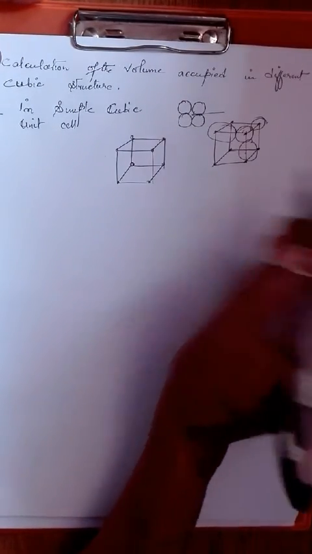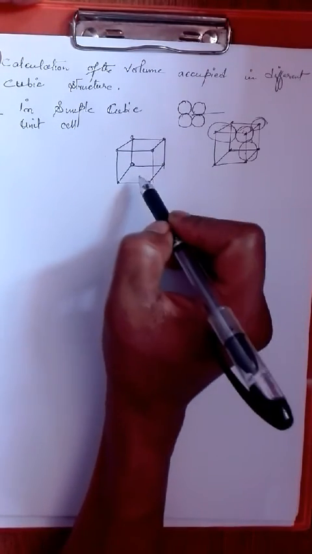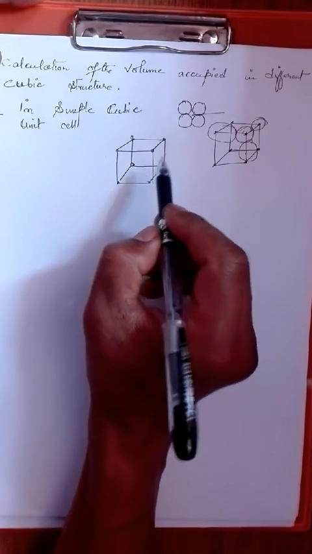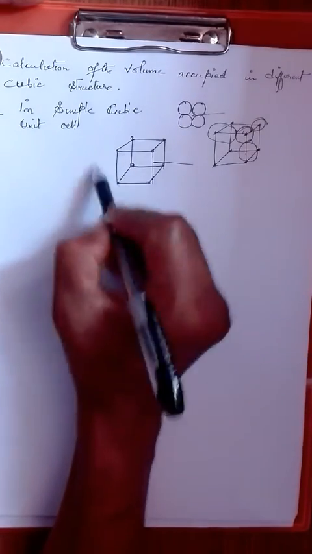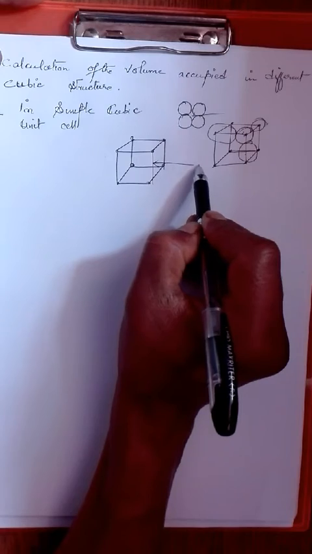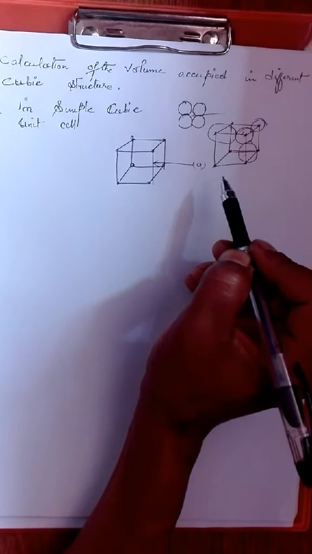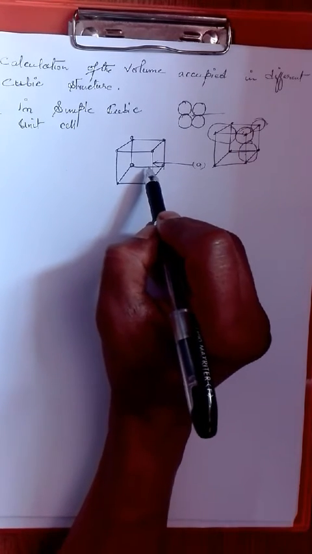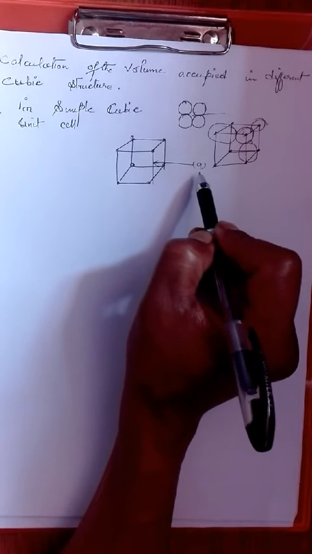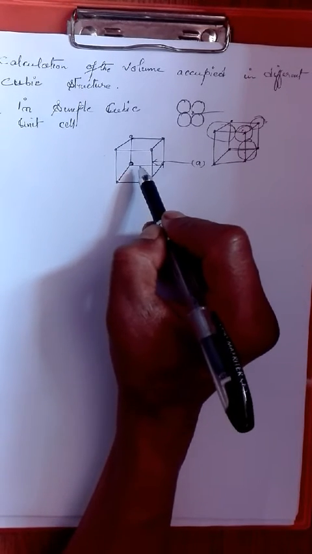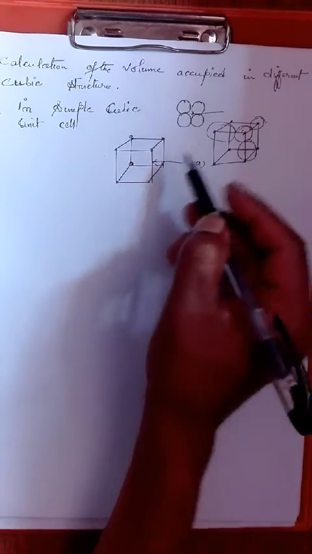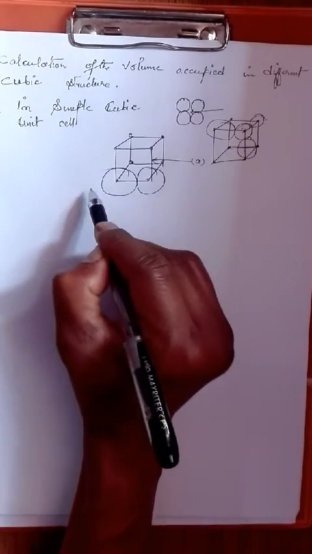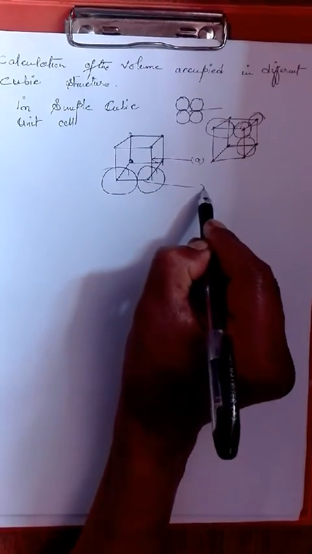Now in this cubic unit cell, I will assume that the length of this unit cell, each edge, you can take any one, but as of now I am taking this one, is a centimeter, a picometer, a meter, and so on. But here I will not mention the unit. You can assume any unit, centimeter, picometer, Angstrom, and so on. This is the length of this unit cell, and each of these constituent particles has radius r.